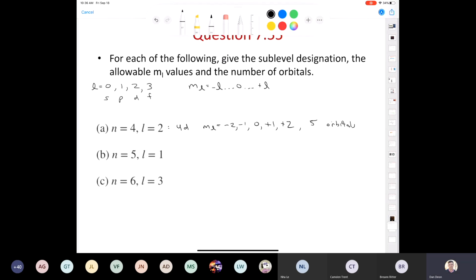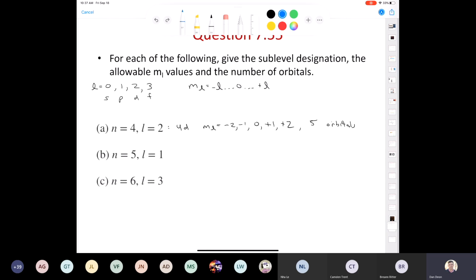You could also use the equation 2L plus 1 is equal to 5. That works too. I don't use it a whole lot. I use it in my mind, but I don't teach it a ton. I just find it's easier to count up the orbitals, and that helps my students remember that ML represents orbitals. Let's give the next one a try.